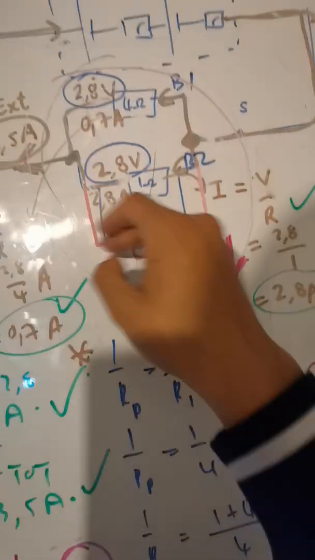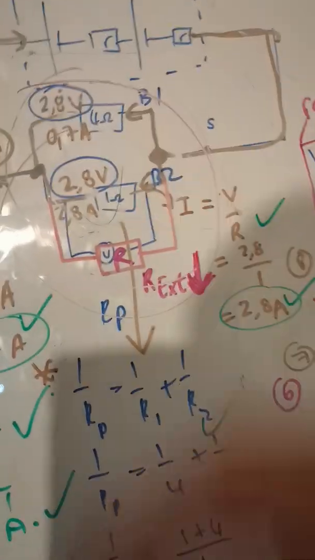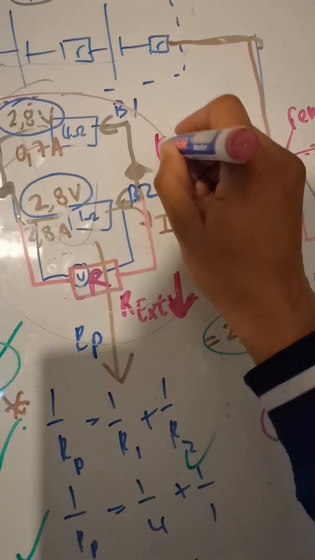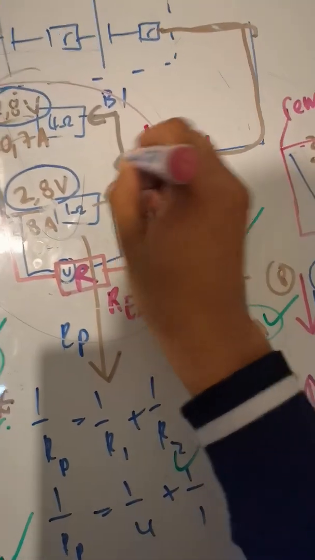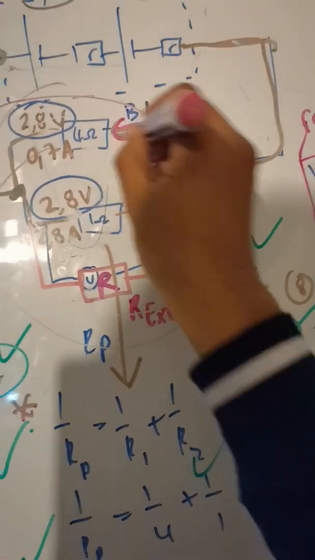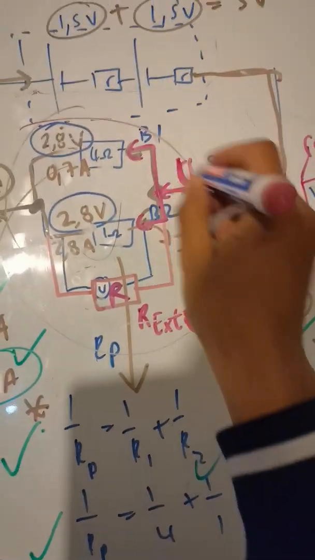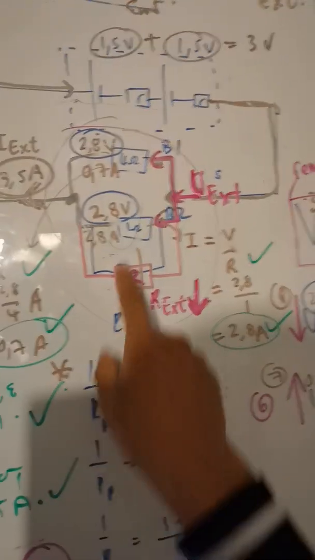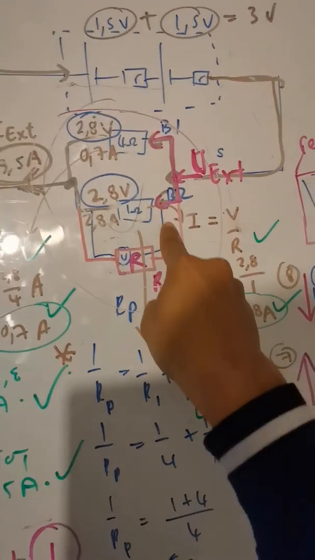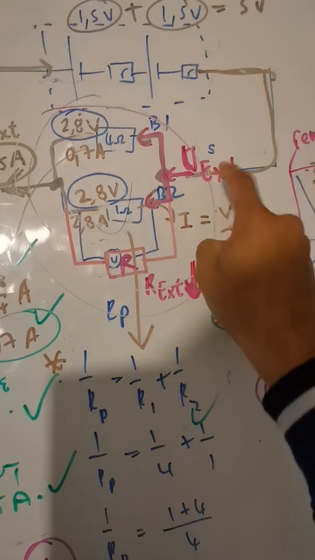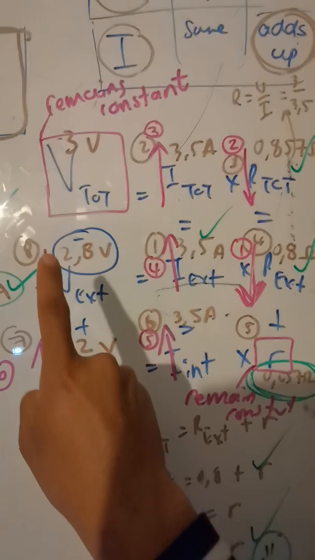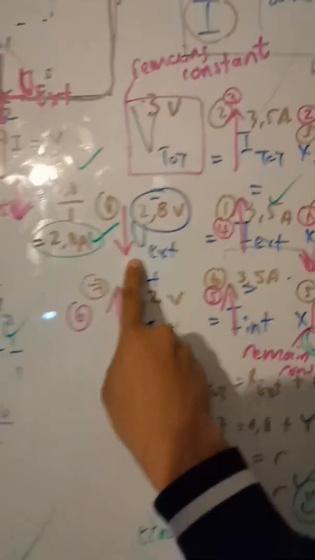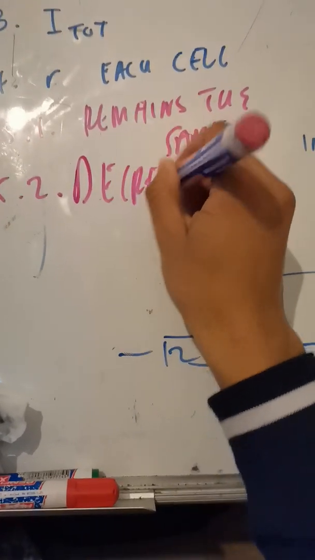So the voltage across the 1 ohm also reads the external voltage, because if you have V external entering the parallel circuit, the same amount of voltage is going to enter branch 1 and branch 2. So if you read the voltage over the 1 ohm resistor, you're actually reading the external voltage. And we see here that our external voltage decreases. So your ultimate answer will be decreases.